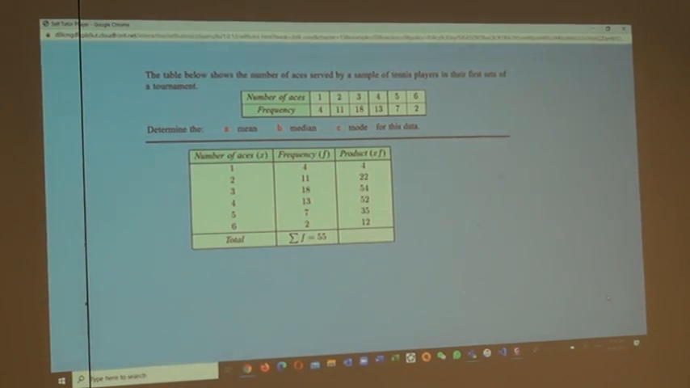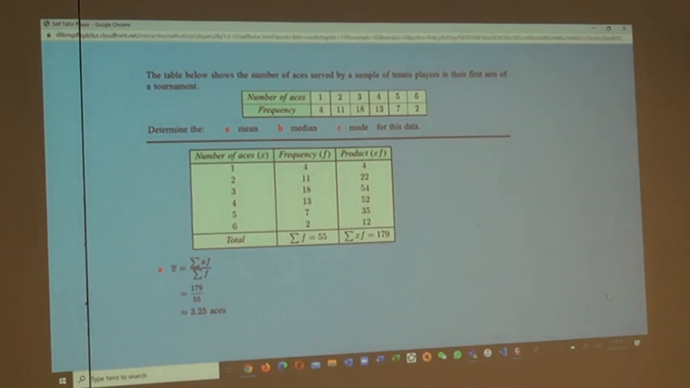For example, 18 players served 3 aces each, so the total for these players is 3 times 18, which is 54 aces. The sum of all the data values is the sum of these products. We denote this as sigma xf, meaning the sum of the products xf. The mean is the sum of the data values divided by the number of data. This is approximately 3.25 aces.